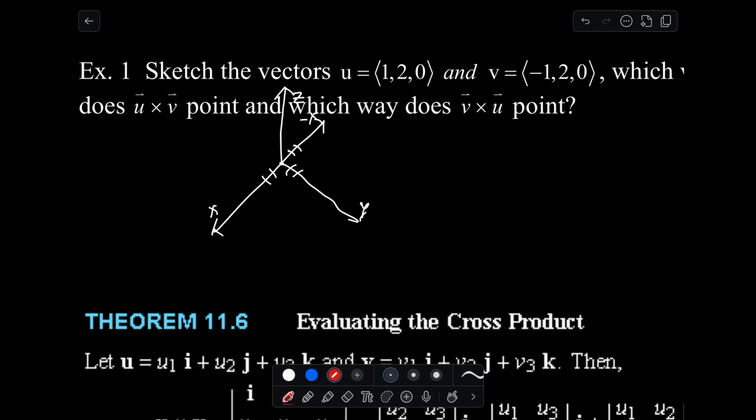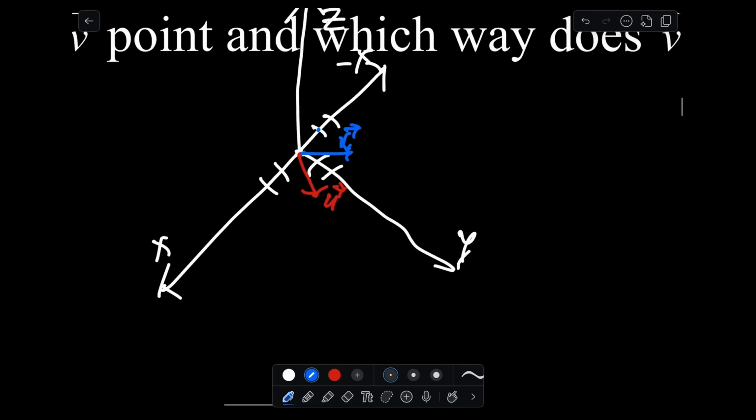I know that u and v don't have a z component, so it's going to be easier to sketch this. So we go 1 in the x direction, and then 2 in the y direction. So this is going to be my u vector. And then I'm going to go 1 here, but I'm going to go 2 in this direction, and then I get my v vector, right?